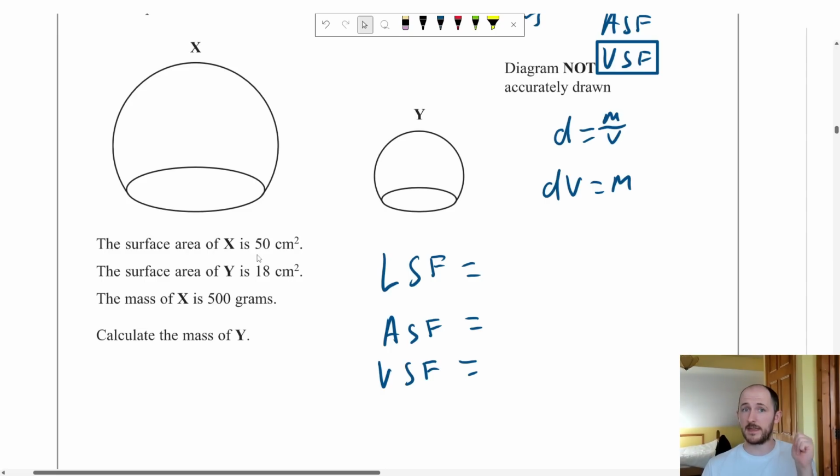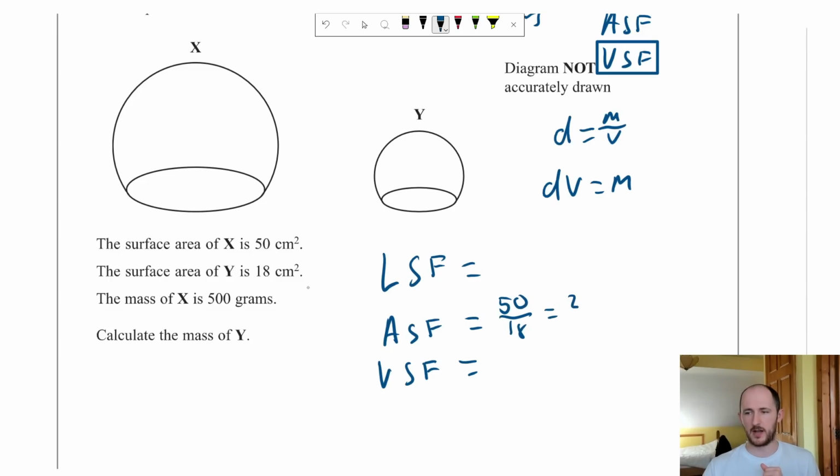Then I ask myself, what have they given me? Well, they've given me area and they've given me volume, right? Because I only know the areas of both, that must be the scale factor I'm looking for. So I'm going to do 50 over 18, which is 25 over 9. I'm actually going to leave it in that. And I want to get the volume scale factor.